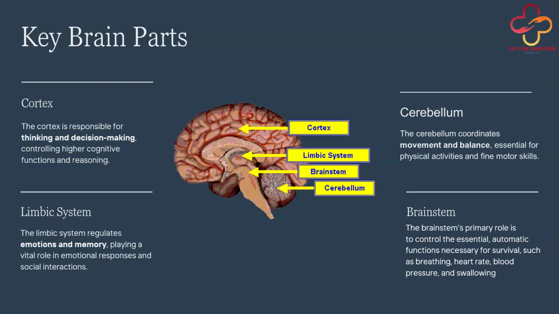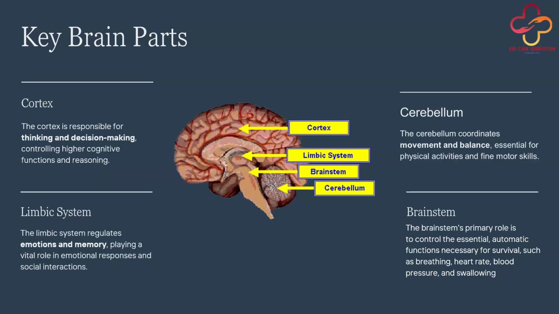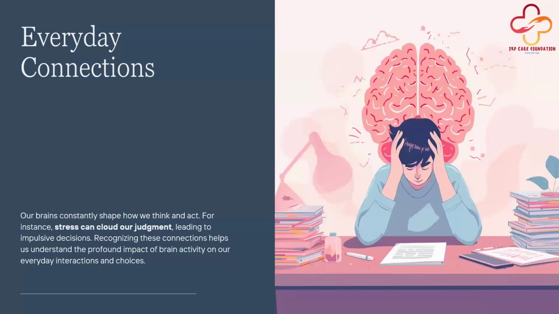And the brainstem's primary role is to control essential automatic functions of the body, functions necessary for survival, such as breathing, heart rate, blood pressure, swallowing, all those functions. Now all these parts communicate with each other in making a decision or giving a command to the body, reflecting as behavior, reflecting as our emotions.